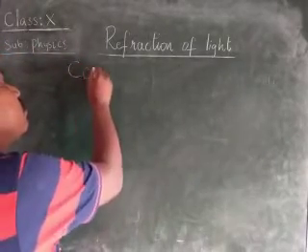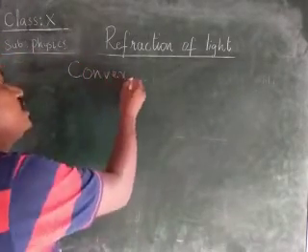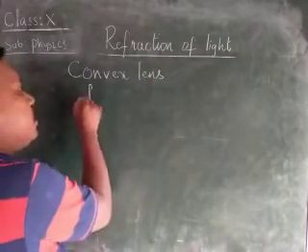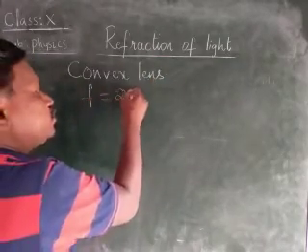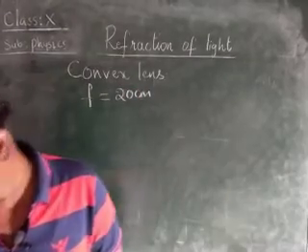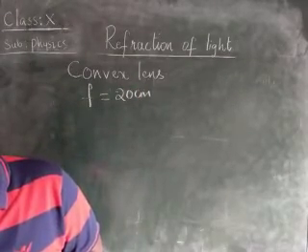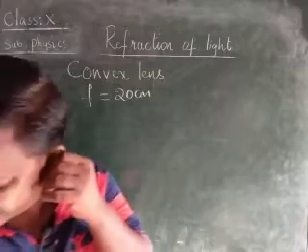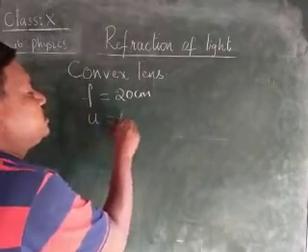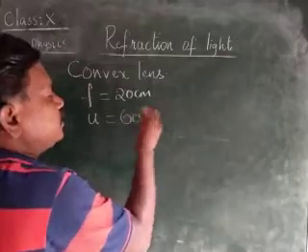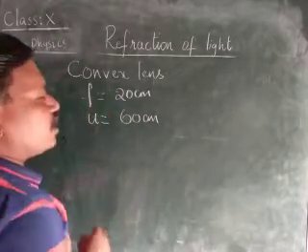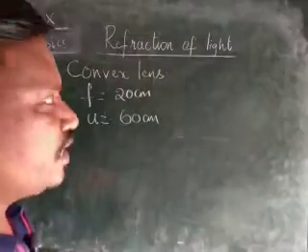Here, the focal length of a converging lens. Which lens is it? Convex lens. Converging lens is the convex lens. Focal length is given as 20 centimeter, children. And here an object is 60 centimeter from the lens. u is 60 centimeter, children.